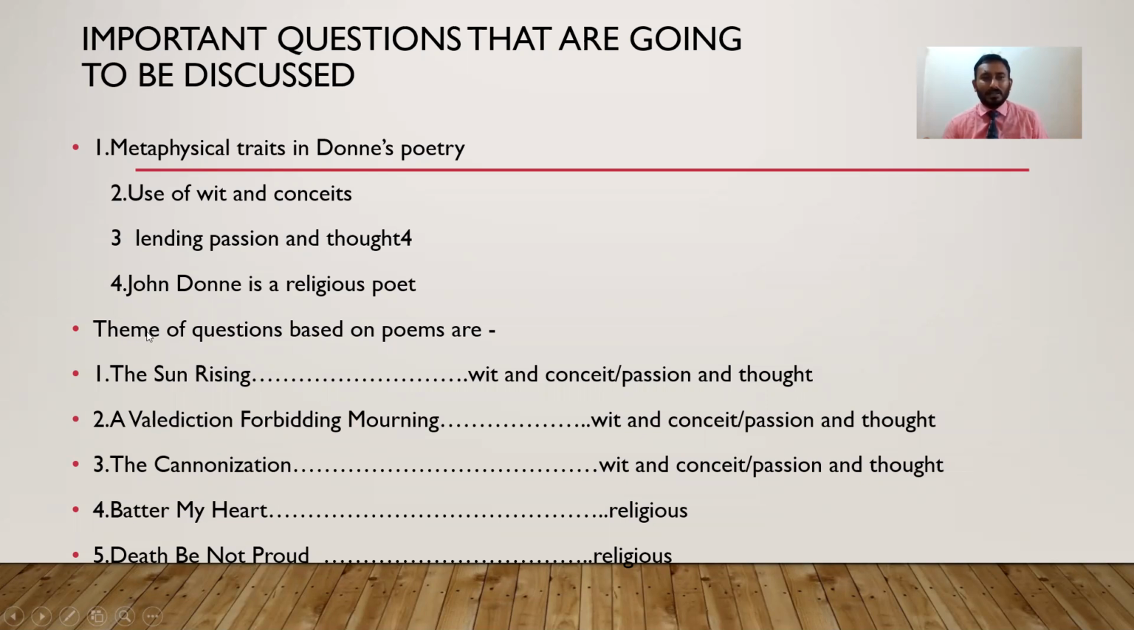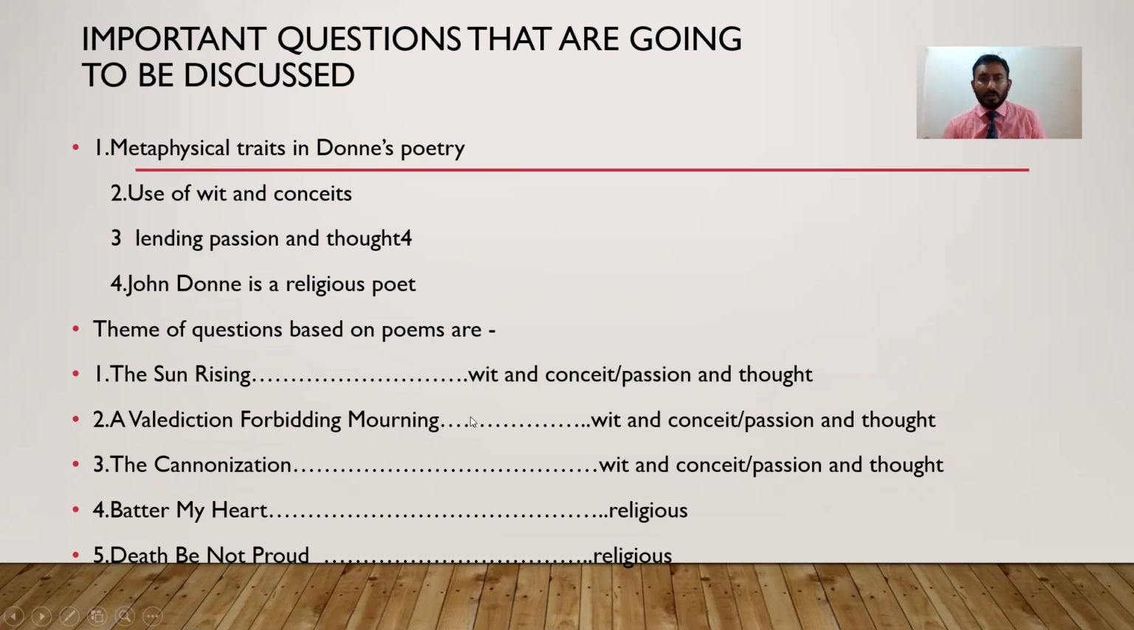So I will just show you what is the theme of the poems and how you will give the answer in the four questions. The first one, The Sun Rising. Whenever you get the question on wit and conceit, then you will discuss The Sun Rising poem. And here you will find wit and conceit. And also you will get the answer for passion and thought, because in the love poems, he expresses his love and passion using conceits and argumentative expression. So blending passion and thought you will get in this poem.